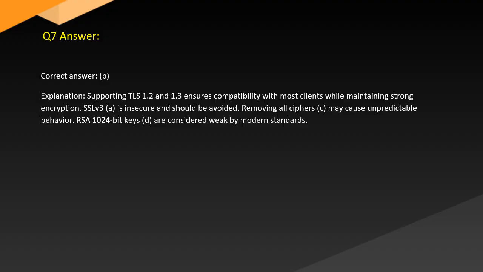Answer. Correct answer: B. Explanation. Supporting TLS 1.2 and 1.3 ensures compatibility with most clients while maintaining strong encryption. SSLv3 is insecure and should be avoided. C, removing all ciphers, may cause unpredictable behavior. D, RSA 1024-bit keys, are considered weak by modern standards.